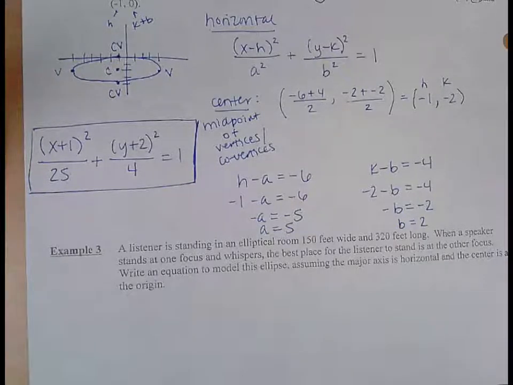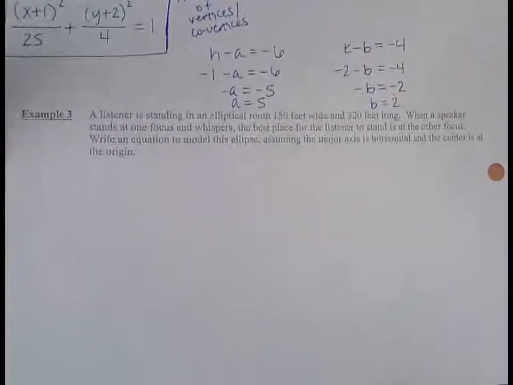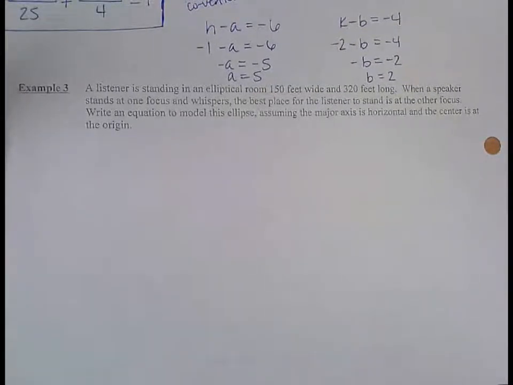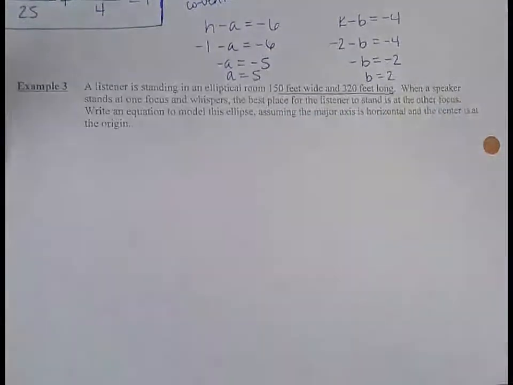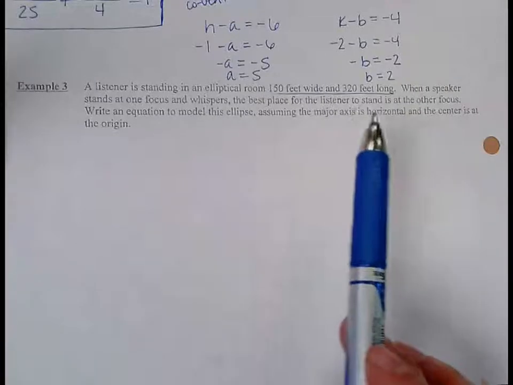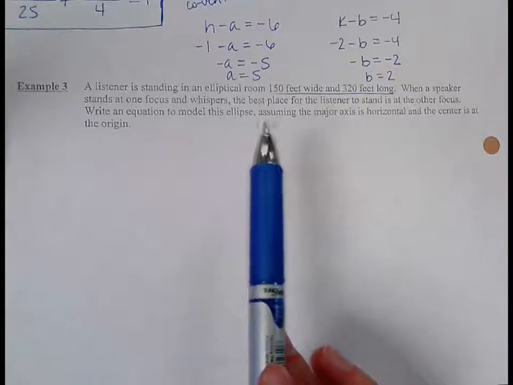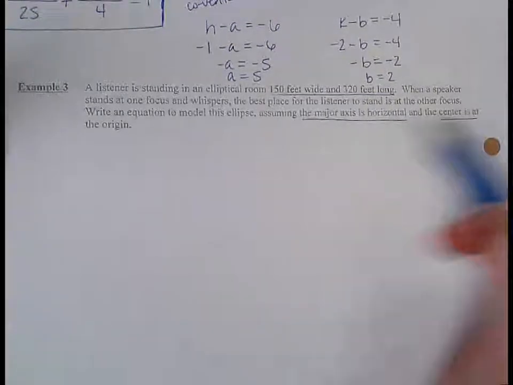Okay, last one. This one's a little different. I just want to talk about this quickly, the way it's set up, or if you've worked ahead and you have an answer, just double check that what you have is right. It says a listener is standing in an elliptical room 150 feet wide and 320 feet long. When a speaker stands at one focus and whispers, the best place for the listener to stand is at the other focus. Write an equation to model this ellipse, assuming the major axis is horizontal and the center is at the origin.